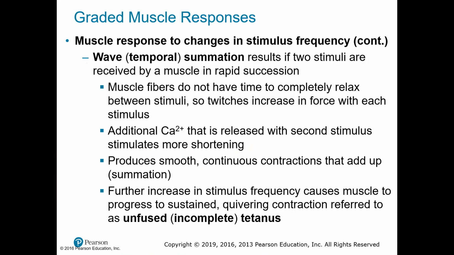If we increase the frequency of the stimulation, if we send action potentials one after another, we are increasing the frequency of the stimulation. We encounter a phenomenon called wave summation. If we stimulate a muscle cell and then stimulate it again, we get a greater contraction. Because if we stimulate a cell and then stimulate it again, the muscle cell didn't have time to relax.